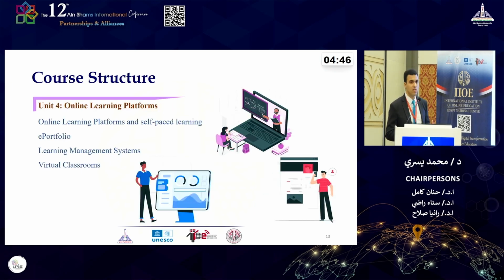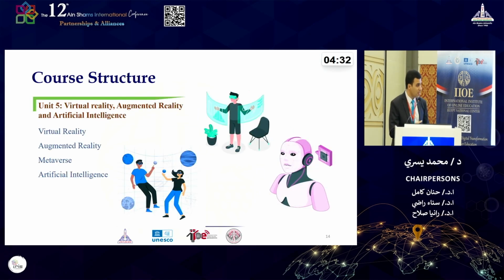The fourth unit prepares the student for the online ecosystem of education now. So it covers topics such as online learning platforms, self-paced learning, e-portfolios, learning management systems, and virtual classrooms. Finally, we need to touch on the hot topics that the student will find in everyday life. So we have in the final unit virtual reality, augmented reality, metaverse, and definitely AI.